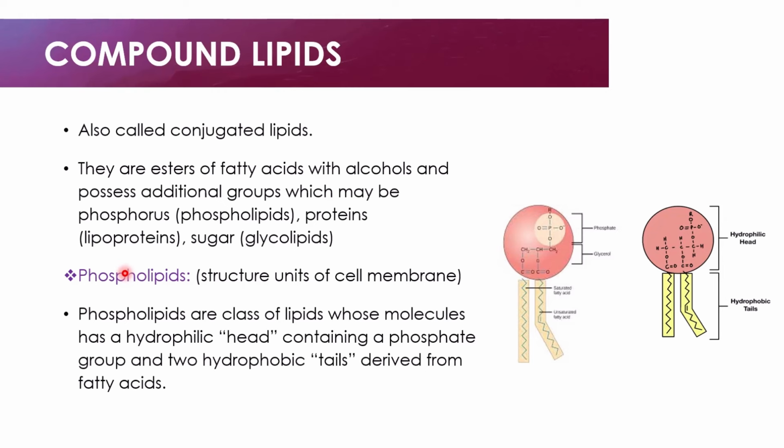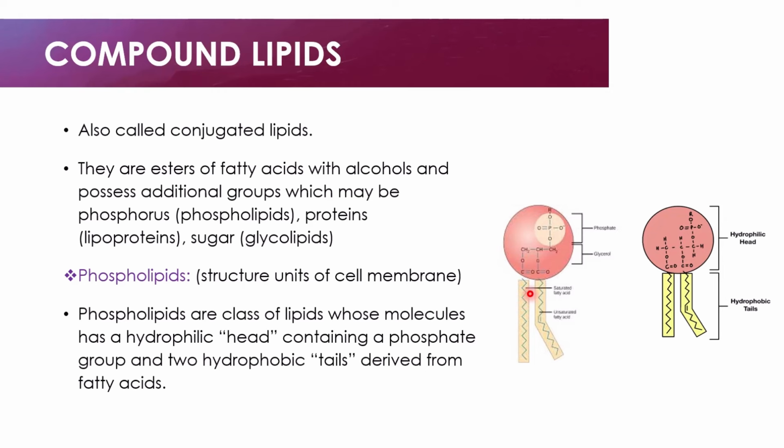Now let's look at phospholipids. What you have to notice is that phospholipids are the structural units of the cell membrane. Phospholipids are a class of lipids whose molecules have a hydrophilic head containing a phosphate group, as seen over here. This is the hydrophilic head of the phospholipid, and this is the phosphate group. And two hydrophobic tails derived from fatty acids. These are the tails, which are derived from fatty acids.